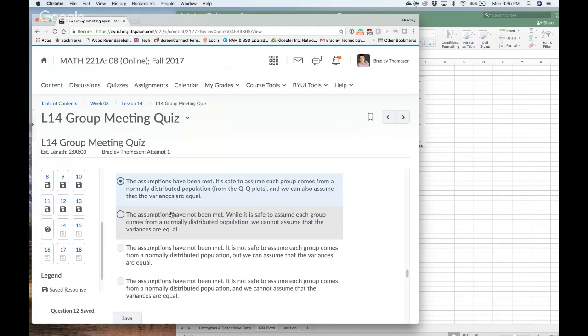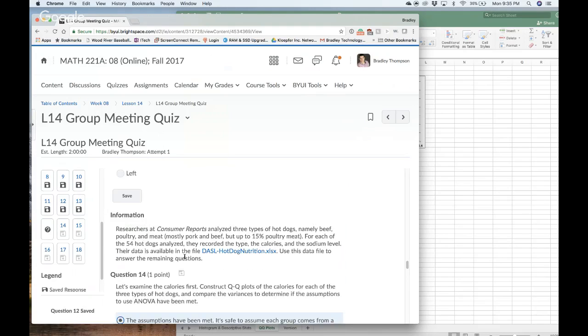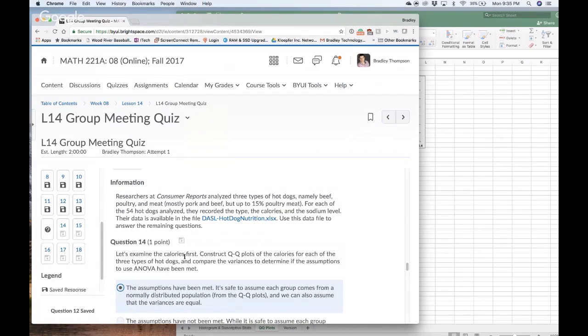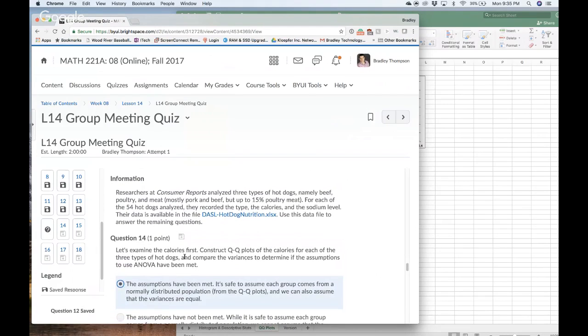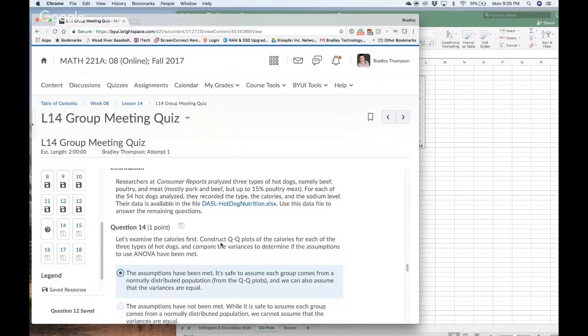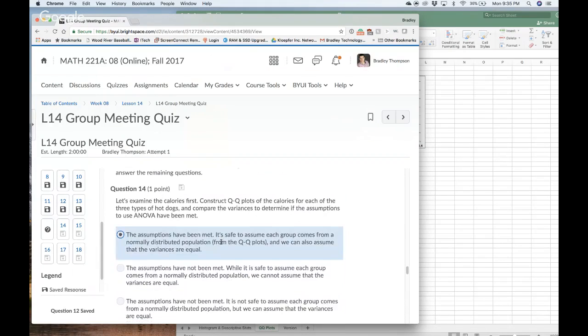So, I guess the first part of this question: what's the assumption, and what do we have to know if it's been met? Do we need to also put this in the ANOVA stuff as well, right now?